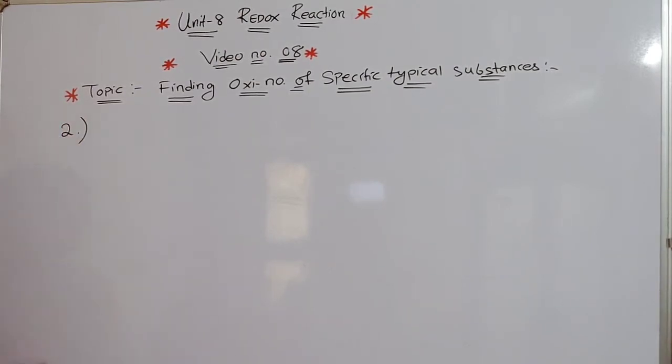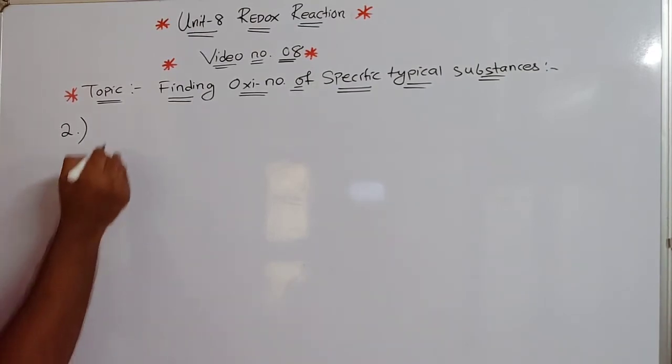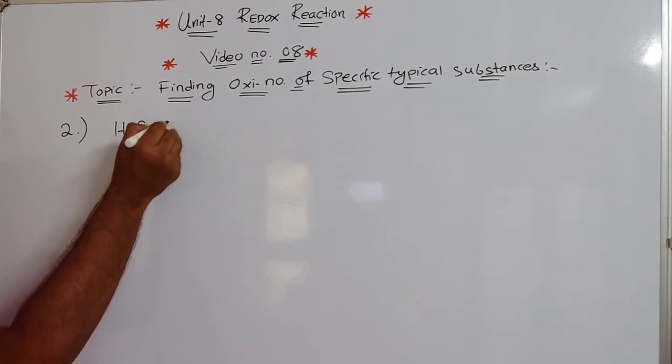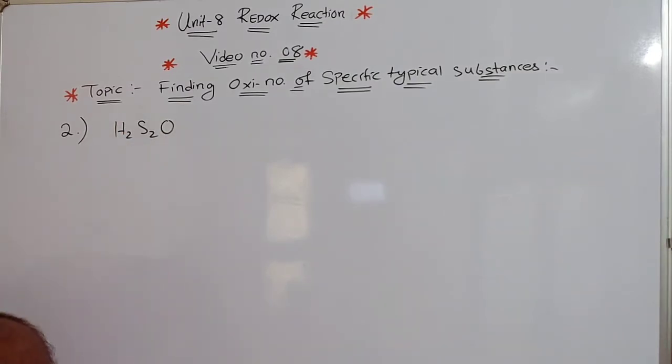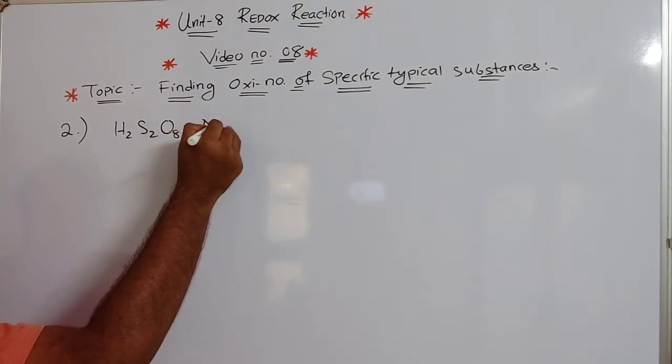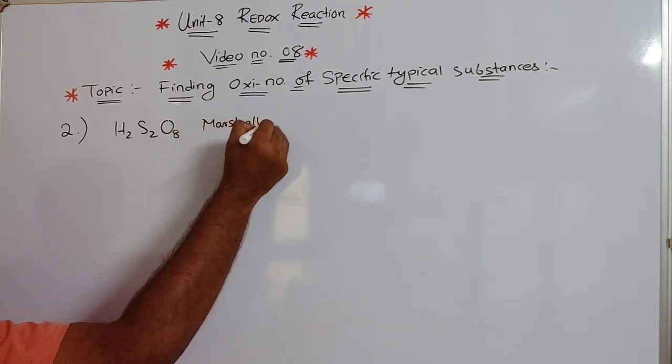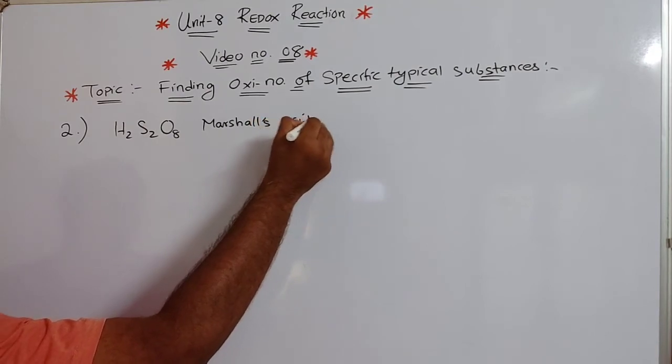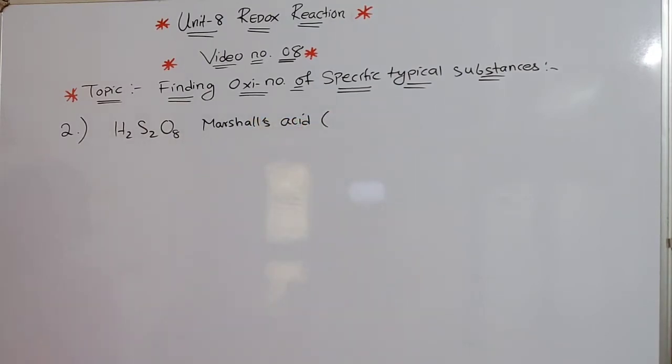Now the second one is H2S2O8. This is Marshall's acid. Clear? The first one we discussed was Caro's acid. This is Marshall's acid. They will ask what is the formula of Marshall's acid in a 1 mark question. So you can write down the name and formula.